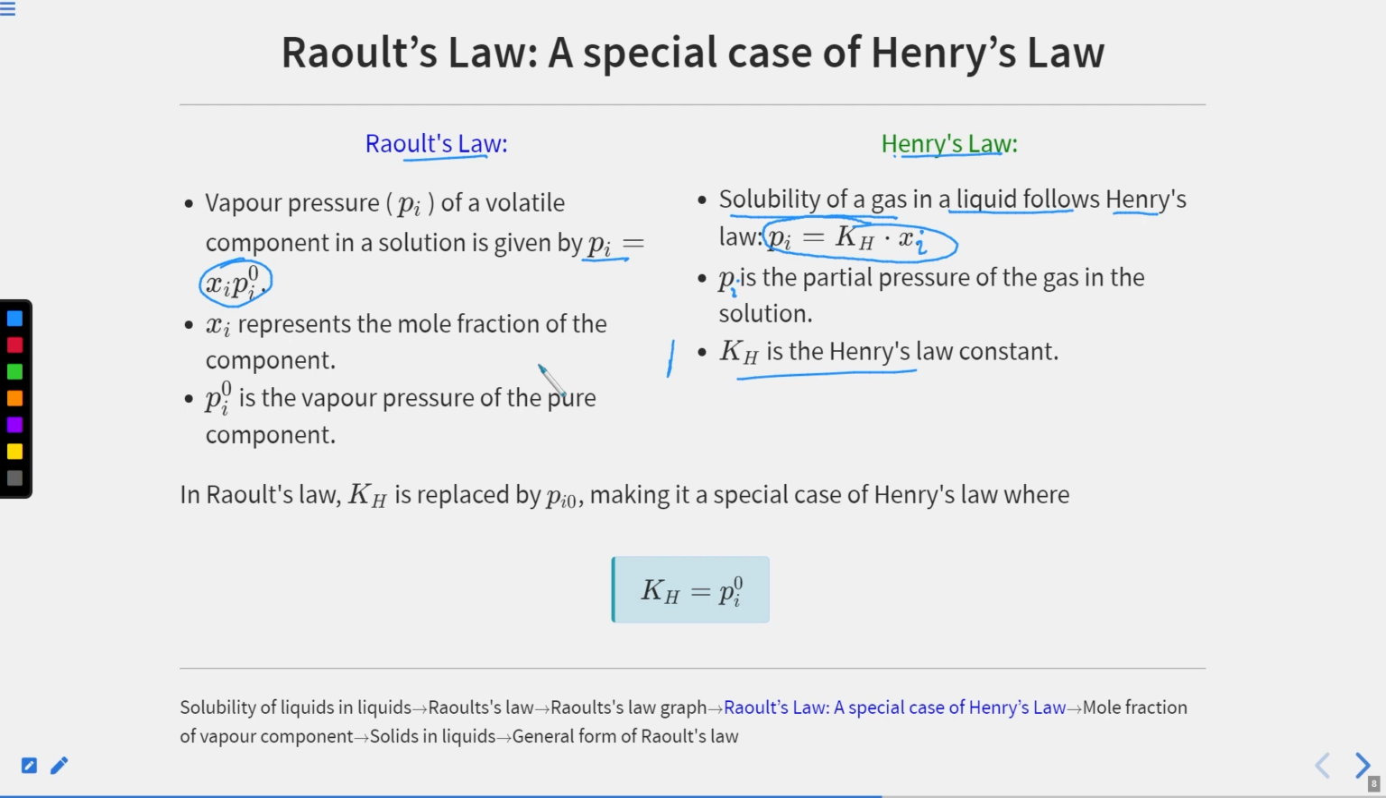After comparing these two equations, we can say that Kh equals P naught i. So what is Kh? Kh is equal to P naught i. In Raoult's law, Kh is replaced by P naught i. So this is a type of formulation of Henry's law only, and it is a special case of Henry's law, in which we have P naught i in place of Kh.